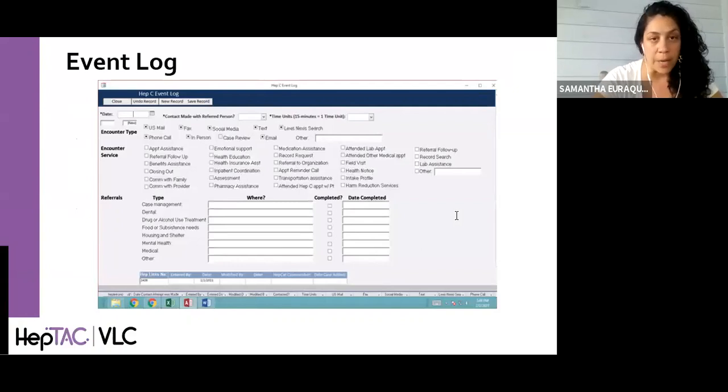And this is what our event log looks like. So the staff would get into the database and then they would see this. We document the date, whether contact is made with the person, the time units, and the type of encounter. So, mail or in-person encounter service, what they did with that person, and then any referrals that were made.